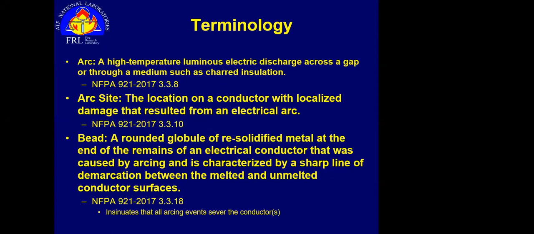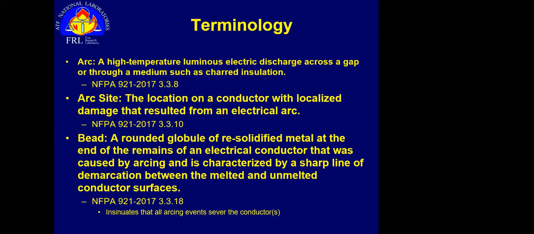The one thing that kind of drives me nuts when we're working out on fire scenes is people say, well, we got to go look for arcs. And unless your fire scene is still energized, you're not going to find any arcs on your scene, because the arc per 921 is the actual discharge from some sort of electrical fault, or maybe it's an intentional thing or a switch opening or closing. So the arc is the actual discharge that will cause our anomalies on our wiring.